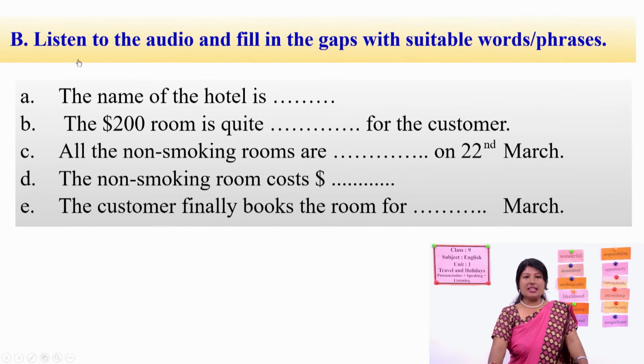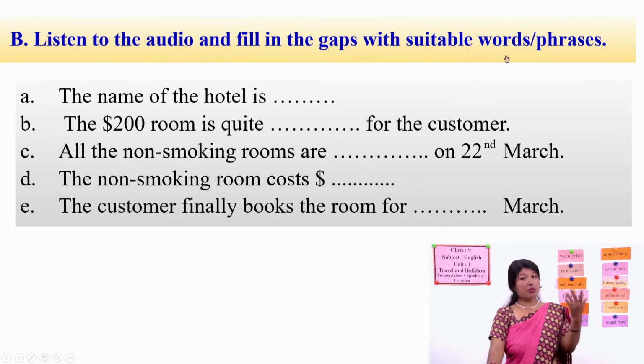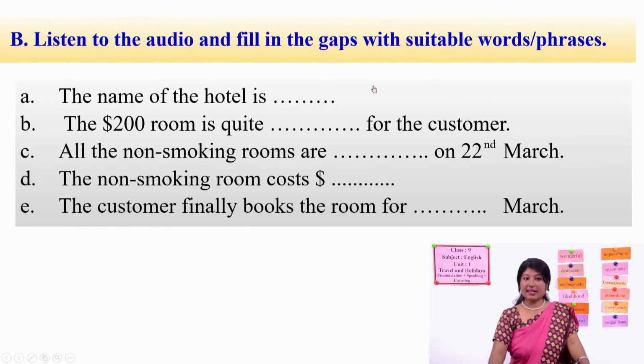Number B. Listen to the audio and fill in the gaps with suitable words or phrases. So it could be a word, it could be words or phrases. Here you have to fill in the blanks. Number A. Okay, what do you need to fill in over here? The name of the hotel is. Here you have to fill in the name of the hotel. So focus on the name of the hotel while listening.